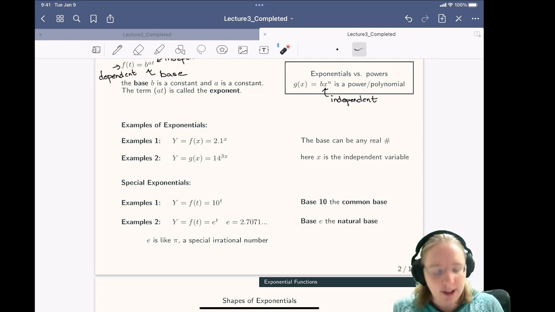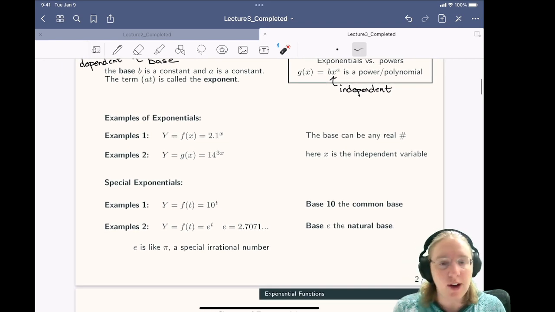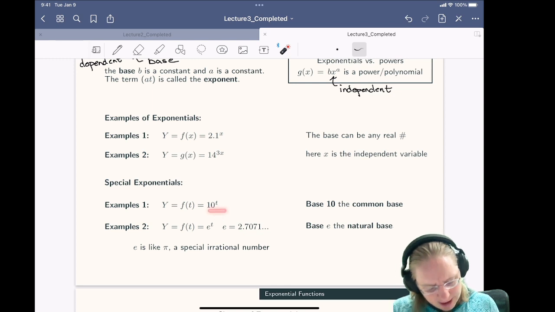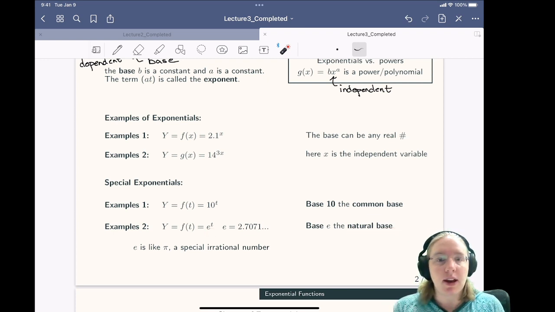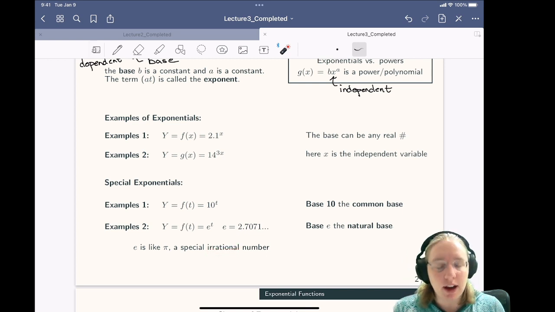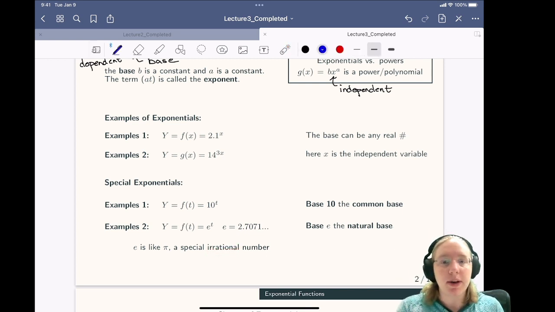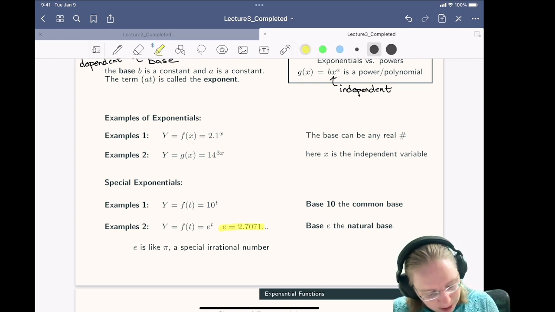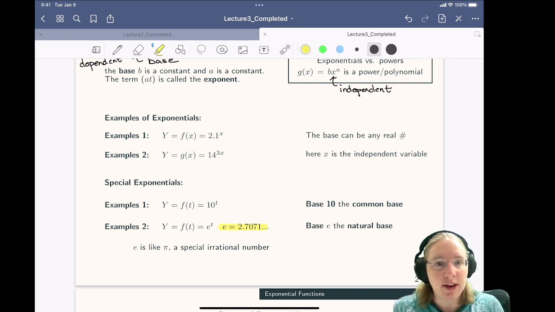In this class, two specific bases are going to show up again and again. The first of these is known as the common base, or base 10. So we have f of t equals 10 to the t. We also have a base that's called the natural base, where f of t equals e to the t. Now, e is kind of like pi. It's a special number that goes on and on. It's an irrational number. It never ends. We could write decimal places forever and never get to the end of them. In particular, these decimals are given by e equals 2.7071, etc.